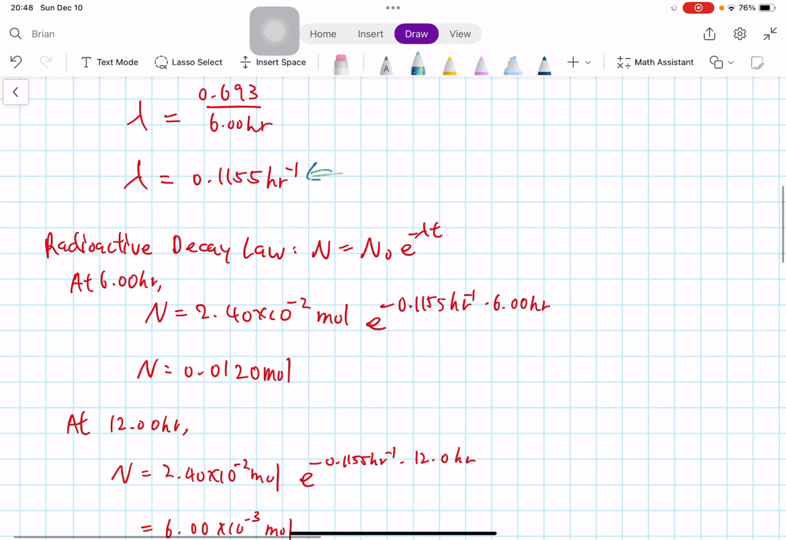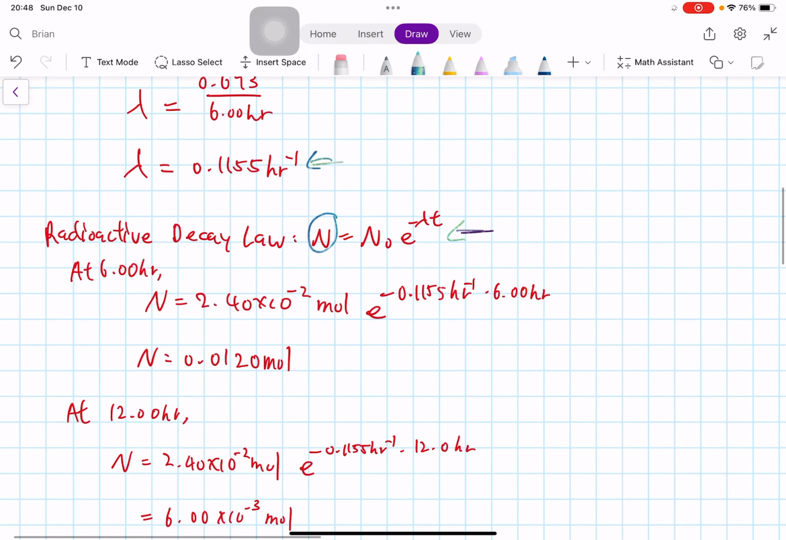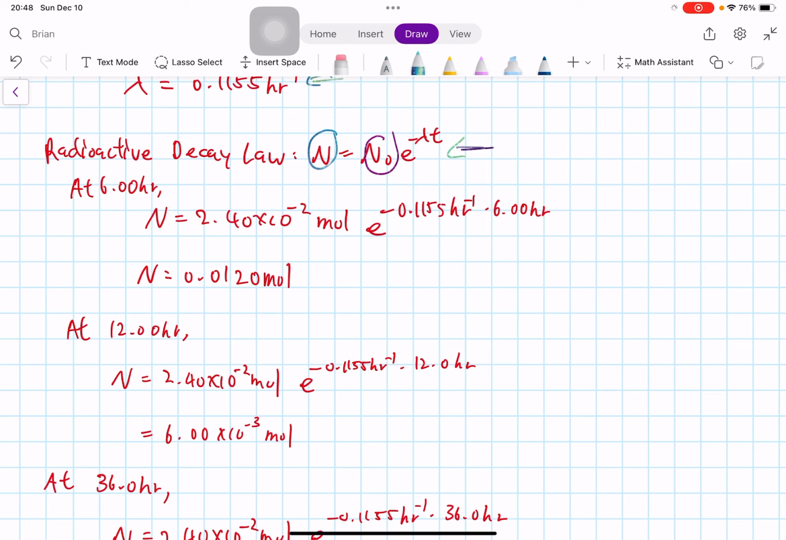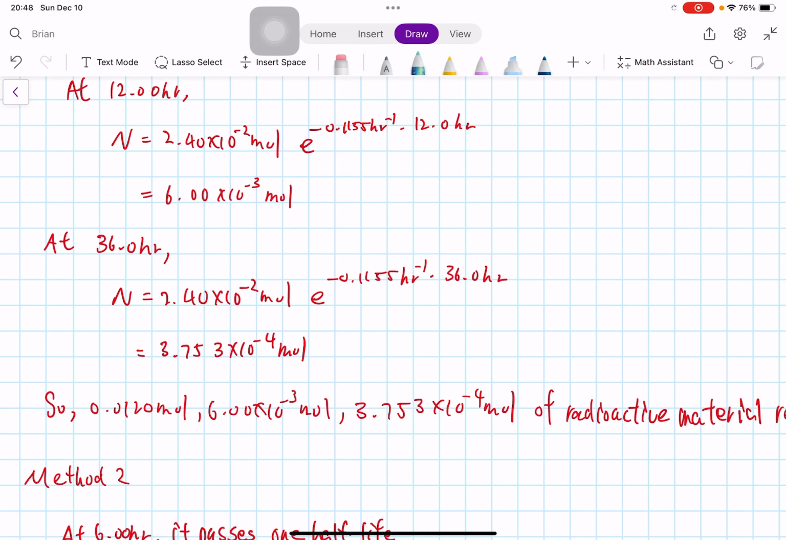The radioactive decay law is this equation right here, and it relates the number of nuclei we still have after decaying to the initial number. This negative sign means that as time increases, we should have fewer and fewer nuclei. So at 6 hours, we just plug in t equals 6, and we have 0.012 mole. At 12 hours, we have another value, and at 36 hours, we have another value.